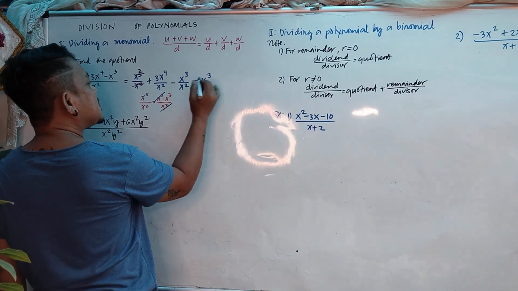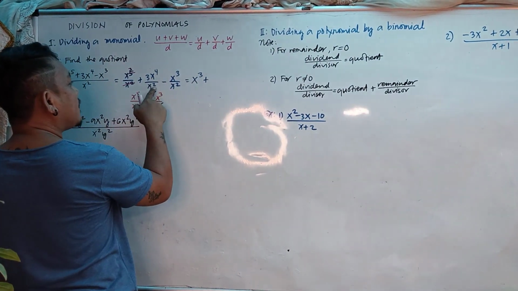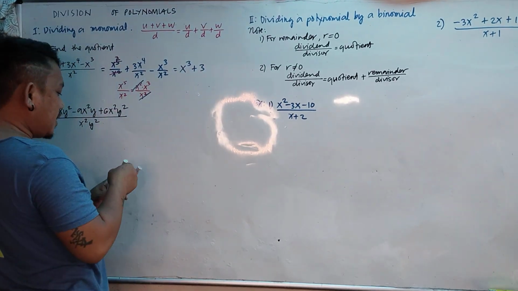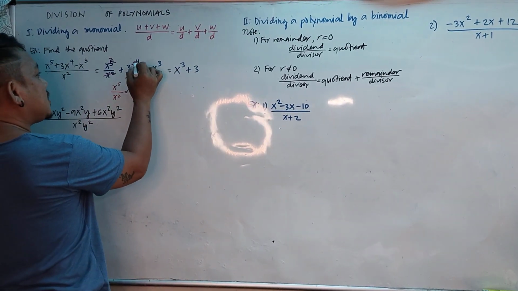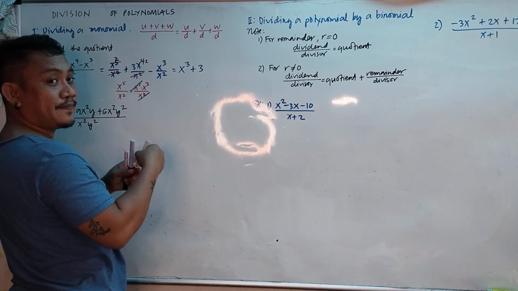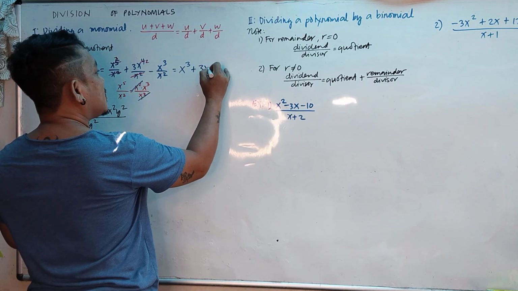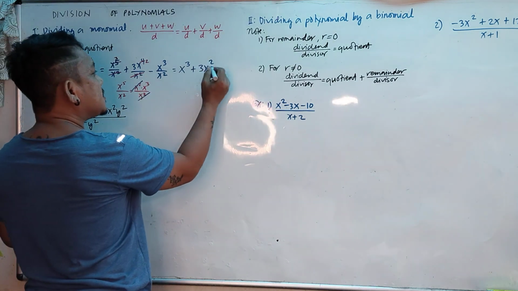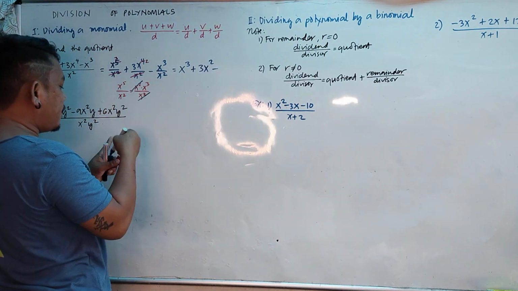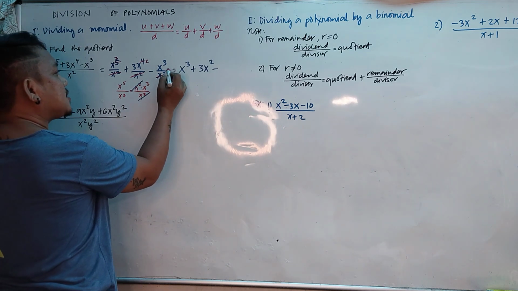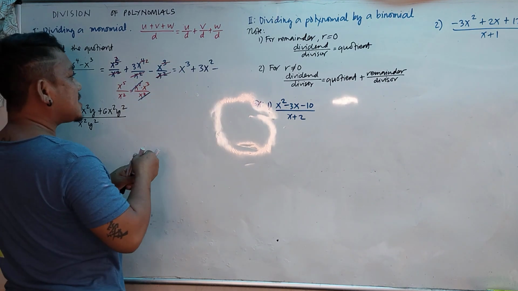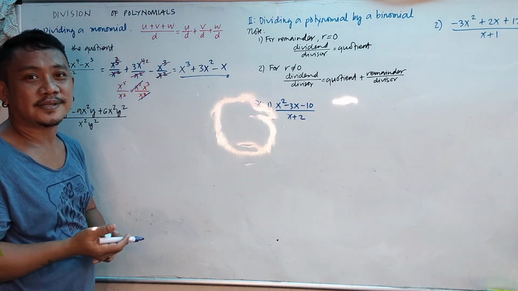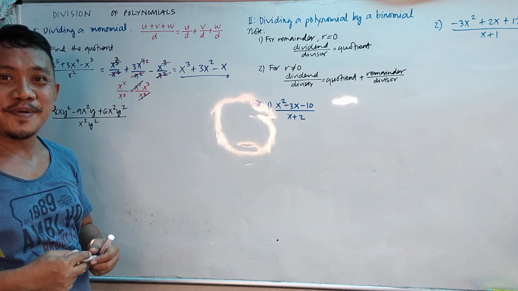Next, copy the plus sign. 3x to the fourth over x squared. We just copy 3. How about x squared? We cancel x squared, and x to the fourth leaves x squared. And we have 3x squared. Then minus x cubed over x squared. We can cancel x squared, and x is left. That is the answer. It's simple, class, right?